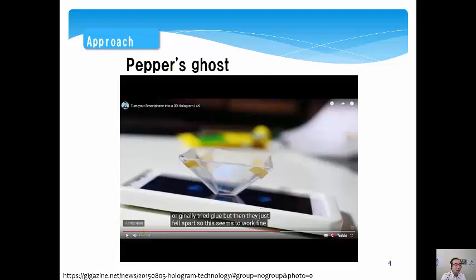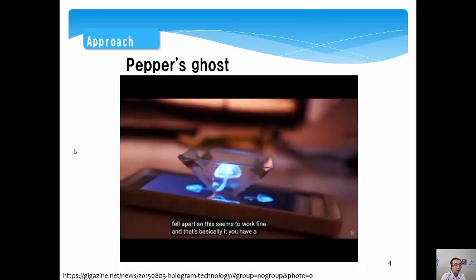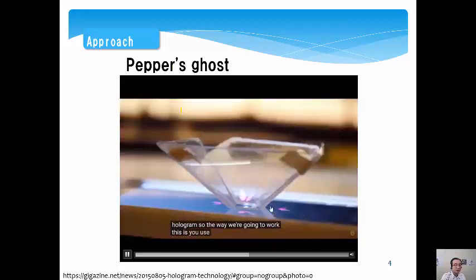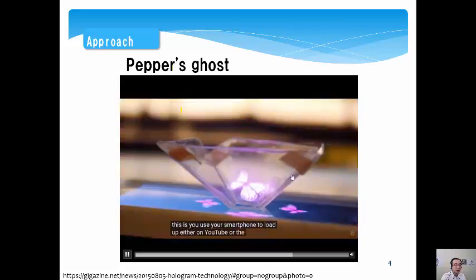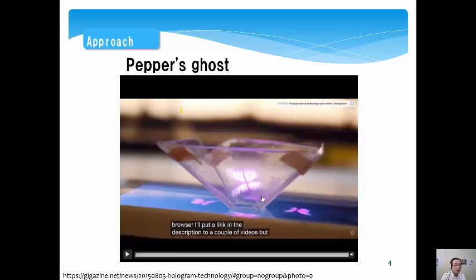And this is the approach for our research. This is the Pepper's Ghost. We prepared a short video about Pepper's Ghost. The Pepper's Ghost mechanism is very simple. This is a smartphone, and we have a transparent acrylic or transparent plastic board here. Then you can see this butterfly flying image. This is the Pepper's Ghost.